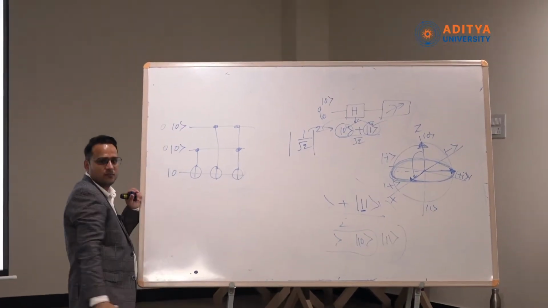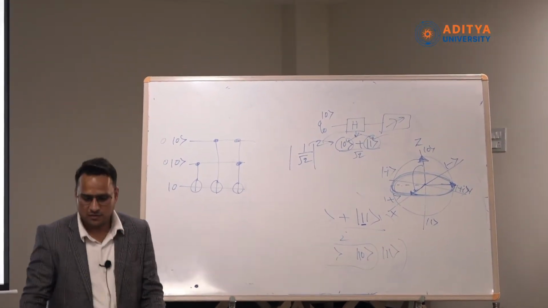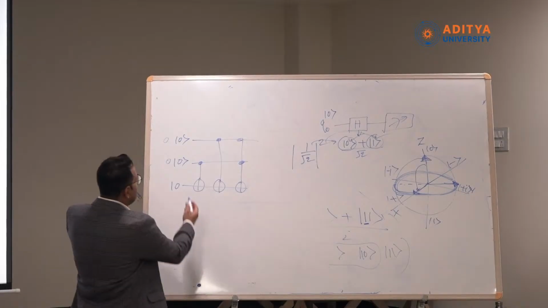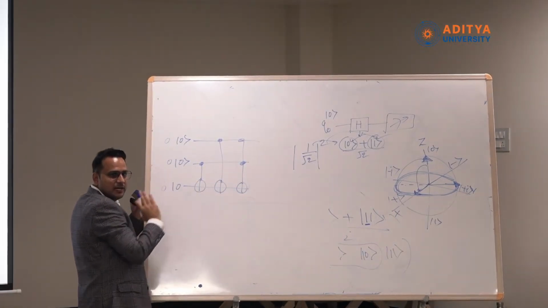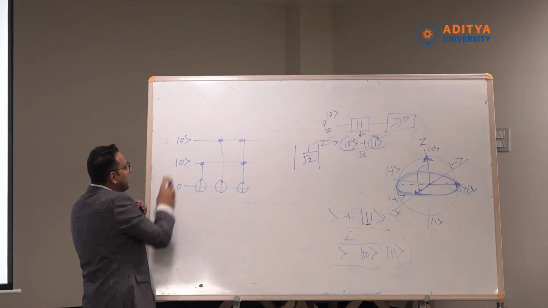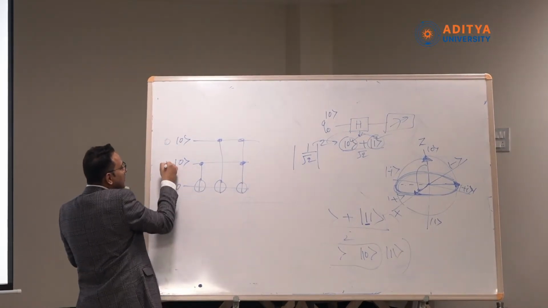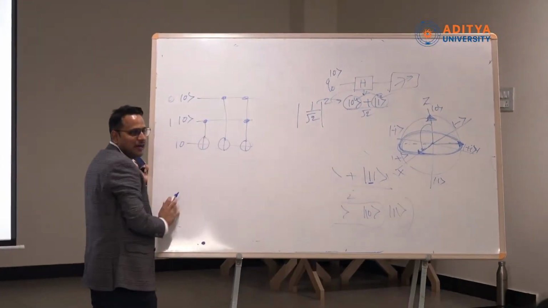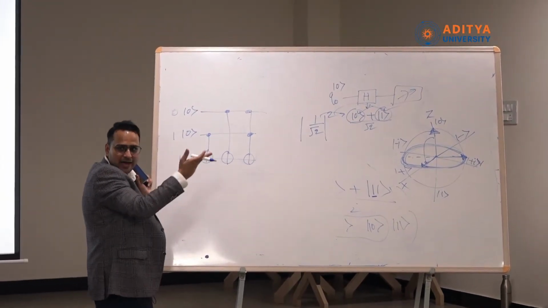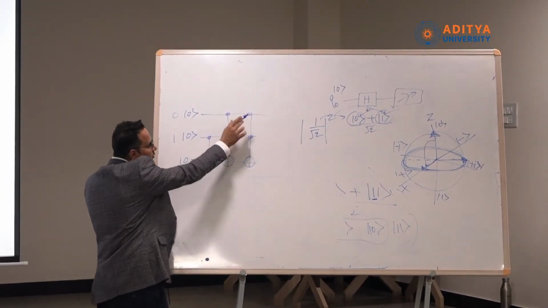So this is 0, 0. On 0 0, no wire will be picked up, so this output would remain 0. I think it is clear. Now let's have another. This is 0 and 1. With this 0, there is no usage of these wires. Every qubit is a wire, okay? So there is no usage of this wire.